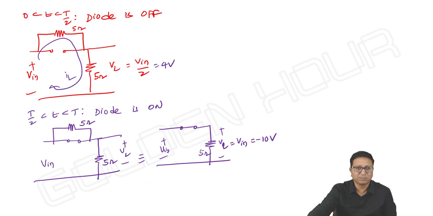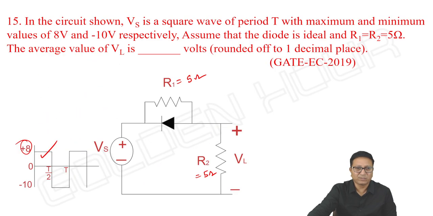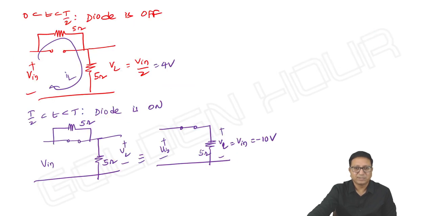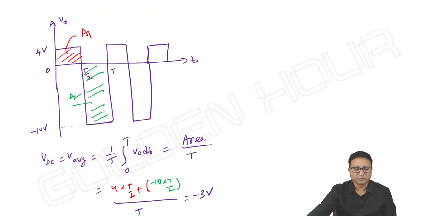That's it. The average value is negative. What to do? It's possible. It's not mandatory that the average value should always be positive. Rounded up to 1 decimal place, it is minus 3 volts. This is how we can do this problem. So these are some of the questions asked in previous GATE papers as far as the half-wave rectifier is concerned.